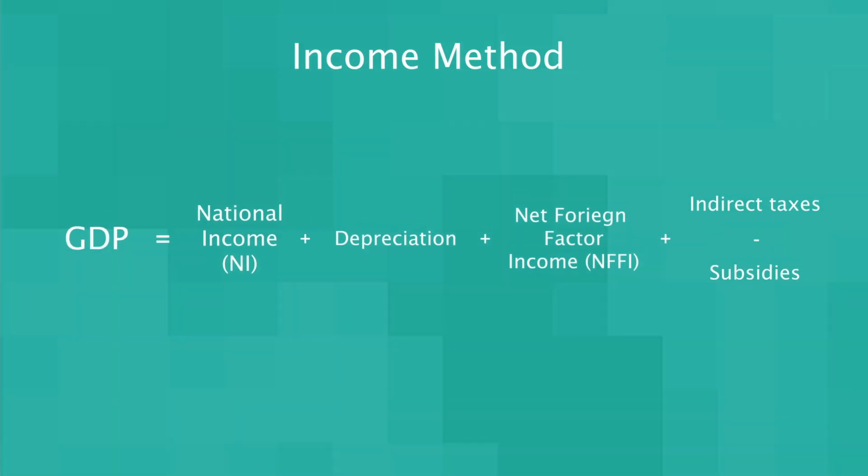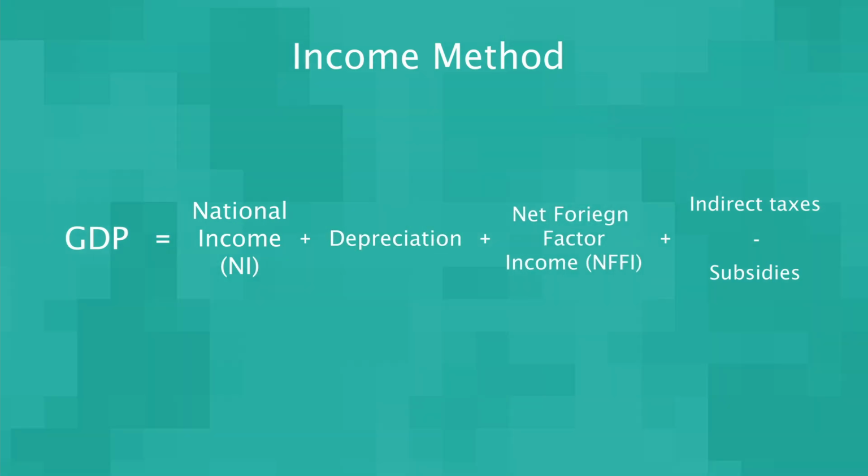Thus, the total GDP by income method would be the national income plus the depreciation plus net foreign income plus indirect taxes minus subsidies. Then the third method to calculate GDP would be the production method, also known as the value-added approach method.